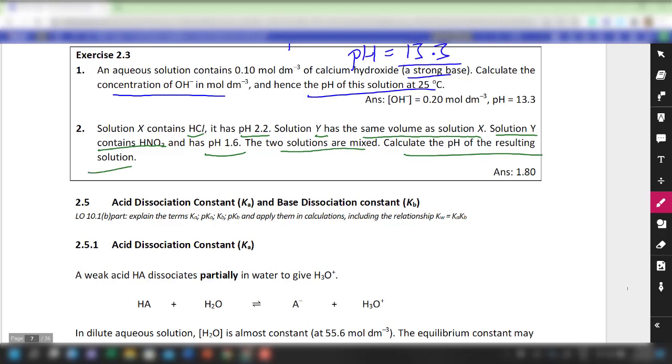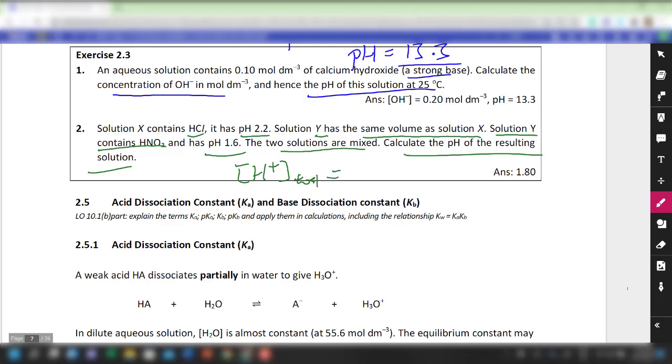Okay, what most students will do is maybe they will take 2.2, 1.6, and then simply divide by 2, and then actually that is incorrect. Because technically you have to calculate the H plus contribution, or H plus concentration, due to each of the solutions. So I'm going to calculate the total concentration of H plus, so total.